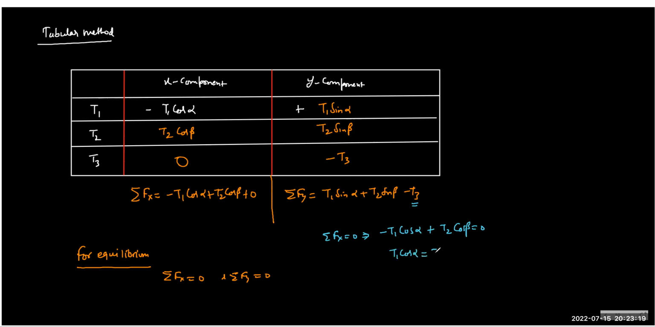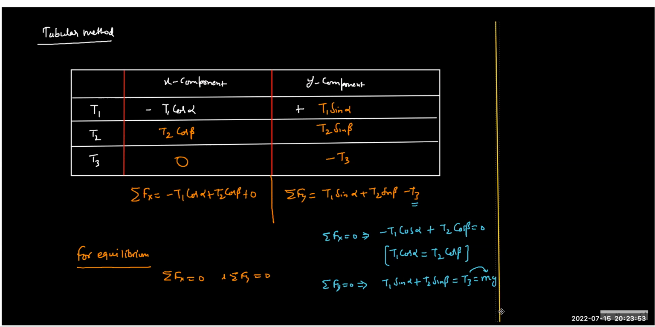So we got the relation T1 cos alpha is T2 cos beta. It's a really nice relation. And similarly, T1 sin alpha plus T2 sin beta equals T3. I'm writing directly, that's okay. And this I can replace by mg. Is it fine? We had the relation earlier. Tell me, guys, if it is okay or not.